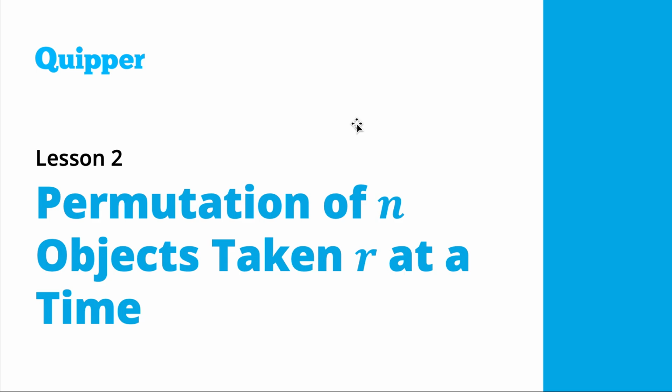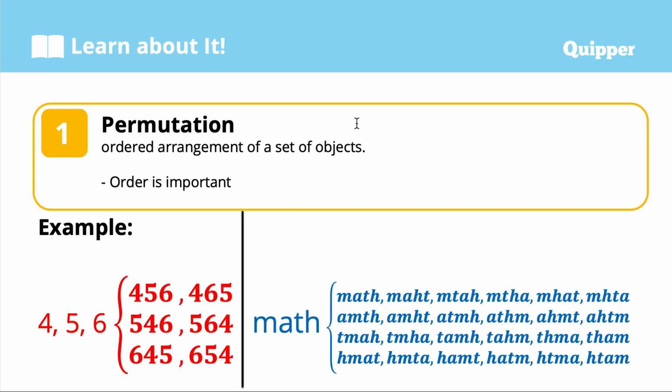In today's video, you will learn how to solve permutation of n objects taken r at a time. Let's learn first the word permutation. A permutation of the set of objects is an ordered arrangement of the items. We can also arrange just part of the set of objects. In permutation, the order that we arrange the object is important.